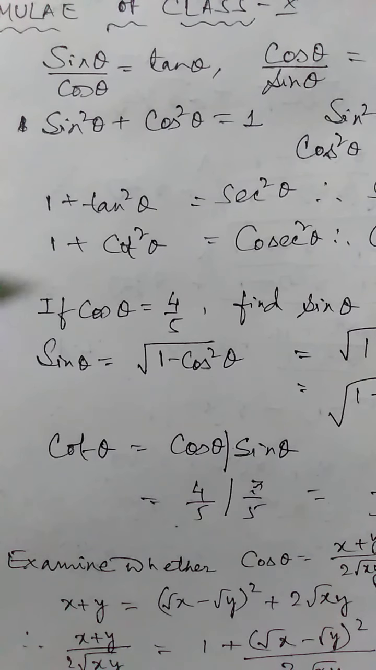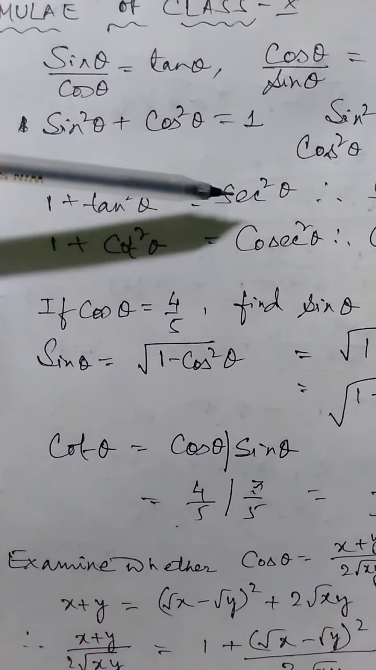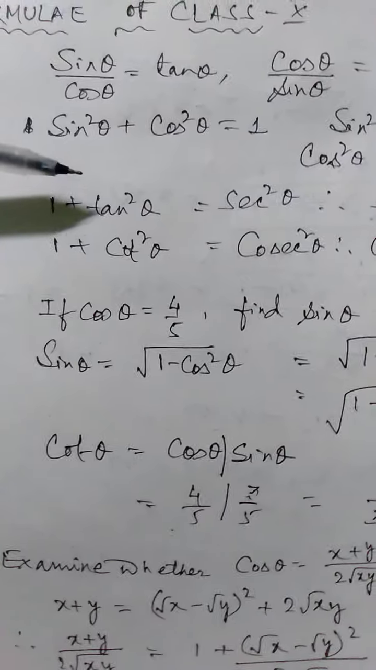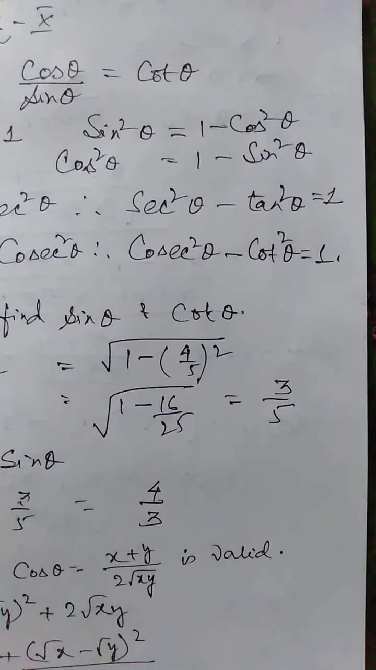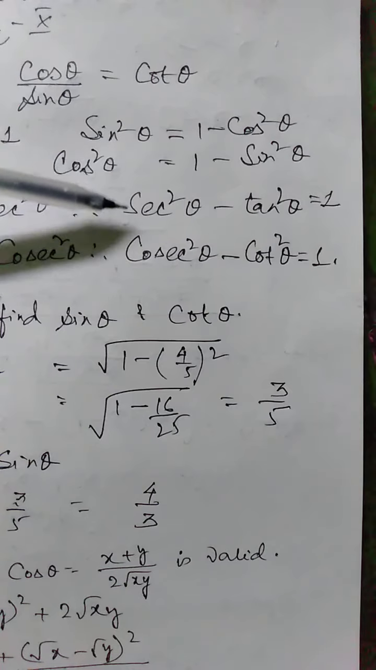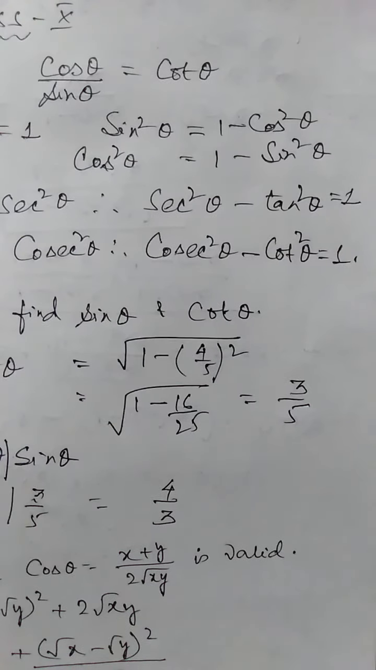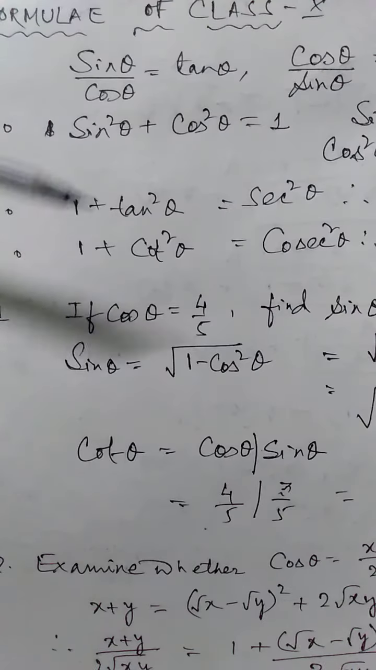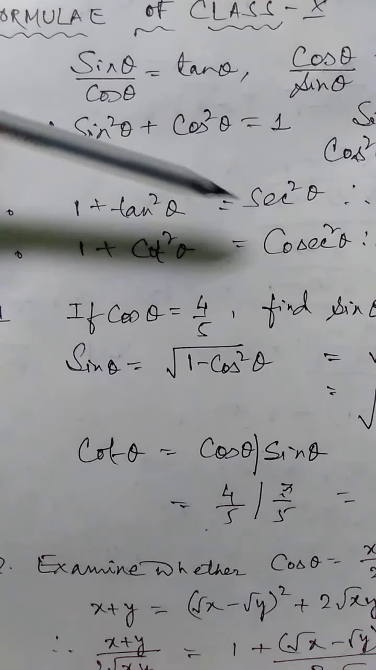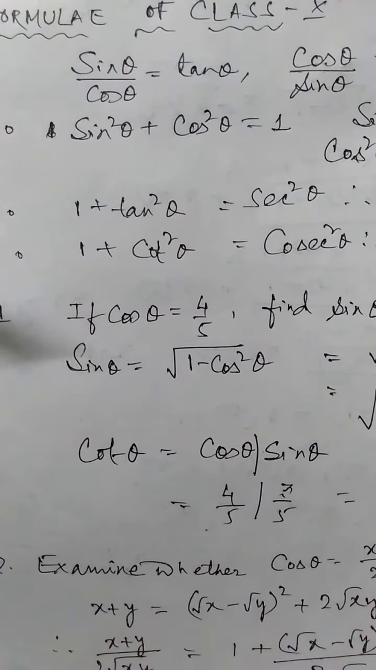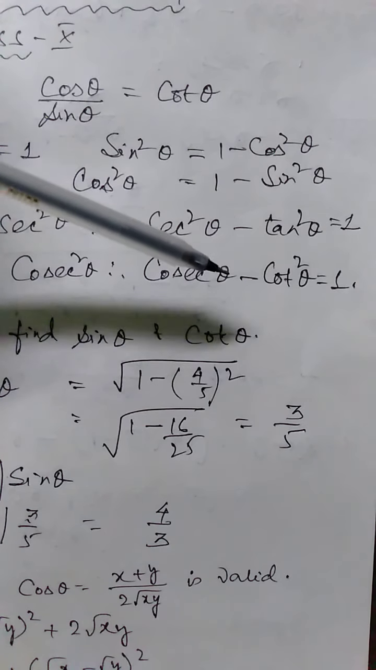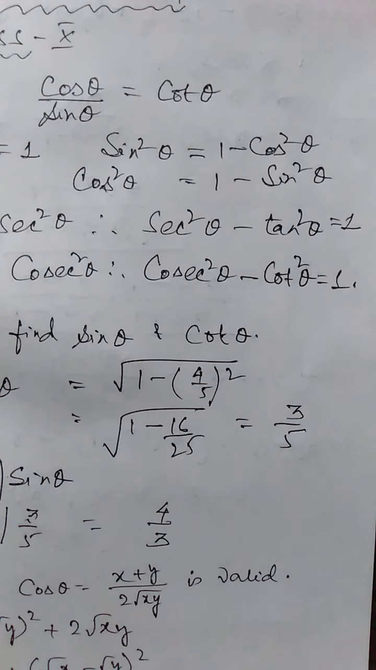Now next, 1 plus tan square theta is equal to sec square theta. So this is the formula. What are the different forms? The form is sec square theta minus tan square theta is equal to 1. We can derive this form, or you can also write tan square theta is equal to sec square theta minus 1. Next formula is 1 plus cot square theta is equal to cosec square theta. So it means that cosec square theta minus cot square theta is equal to 1. Okay.